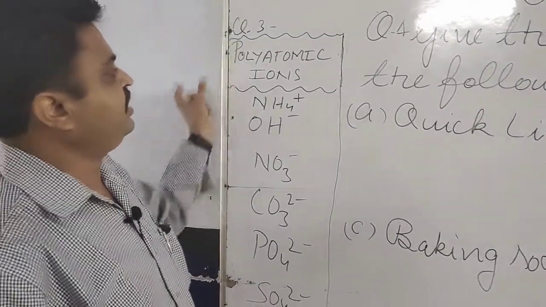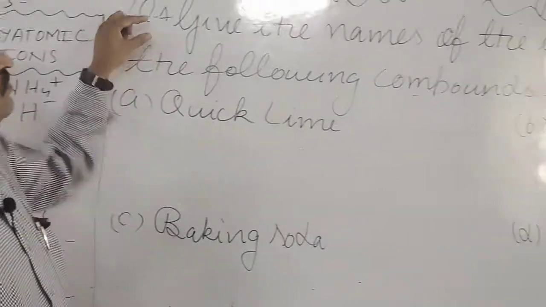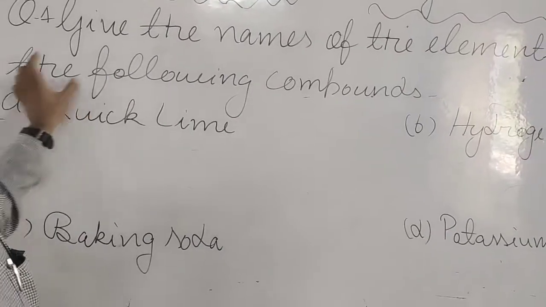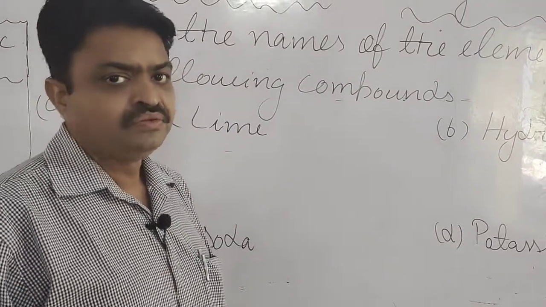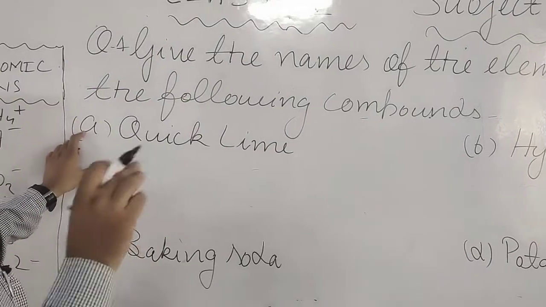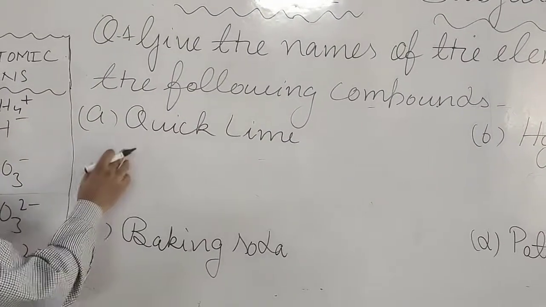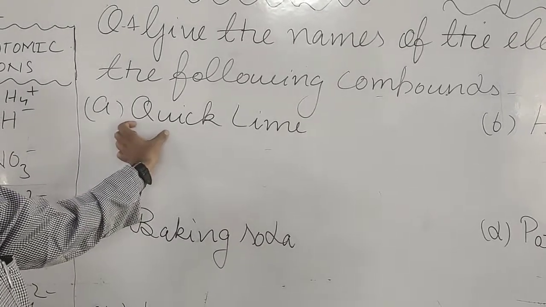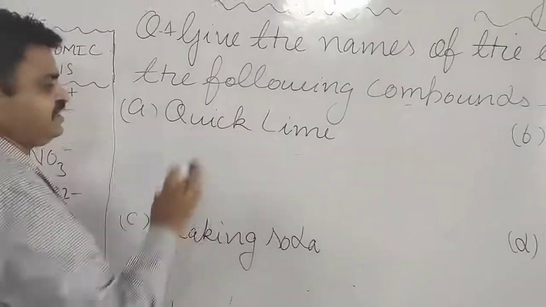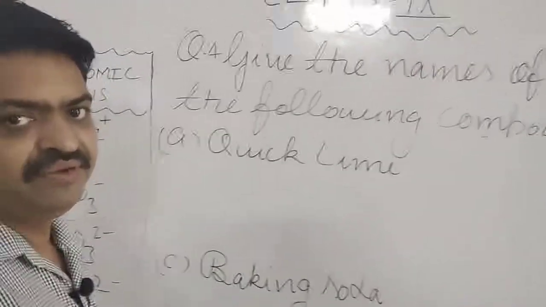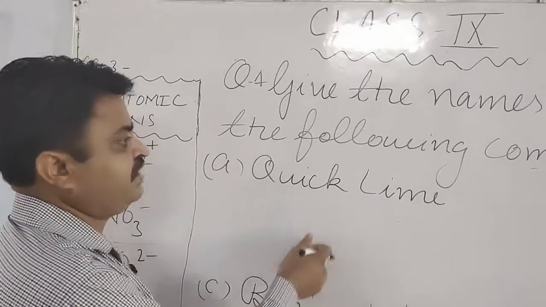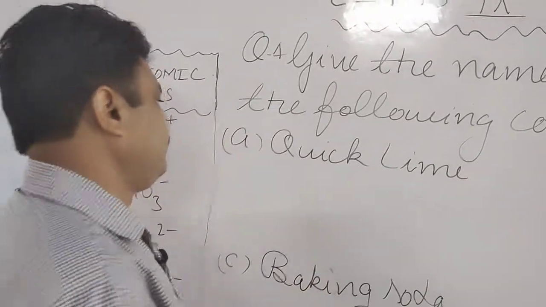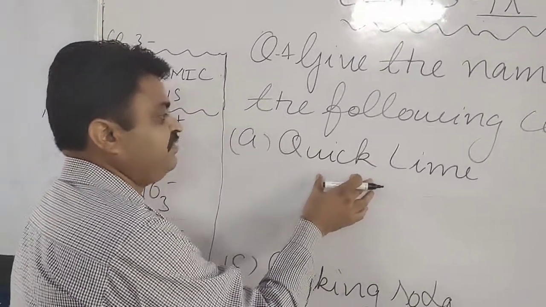Now we come to the next question. Give the names of the elements present in the following compounds student. So now in your NCERT exercise, these compounds are given. It is quicklime. So this is the general name and it is not a chemical name. That's why it is difficult to find out which elements are found in this. So first, what will you learn? You will learn the chemical name of quicklime.